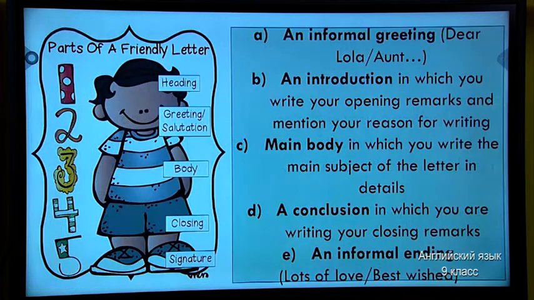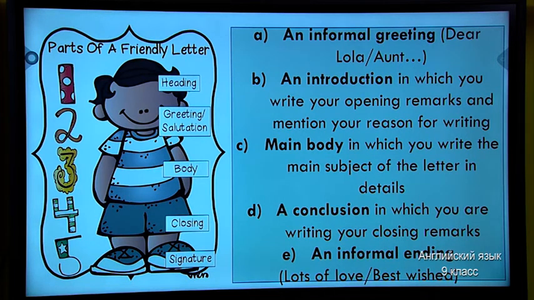Good. And here are some examples. An informal greeting. As you can see, for the informal letter, we need a heading, greeting, salutation, body, closing, and signature. So, for an informal greeting, you will start like Dear Lola, Dear Aunt.